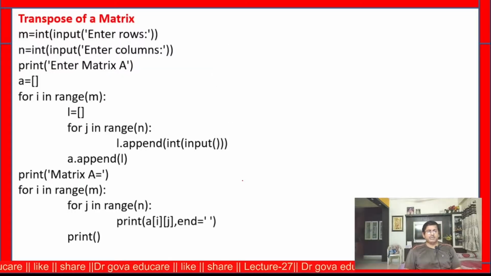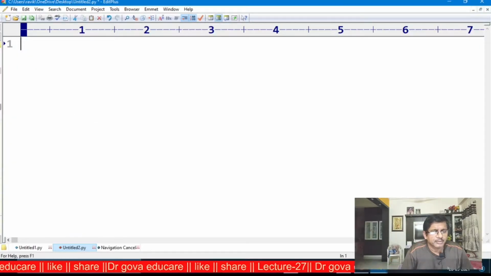Next, the transpose of a matrix. In the transpose of a matrix, the rows and columns are interchanged, that is, A[i][j] is equal to A[j][i]. This is called the transpose of the matrix. Now for this, first create the matrix A. In the matrix A, I want to interchange rows and columns.